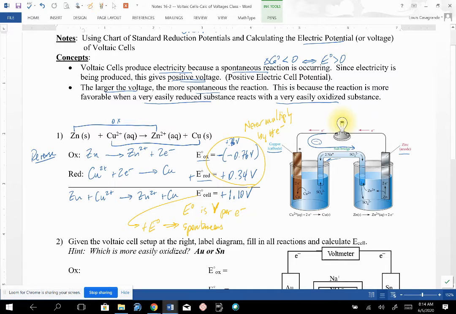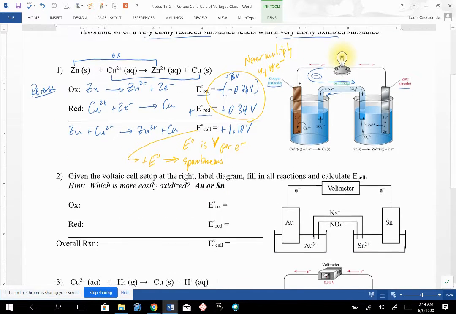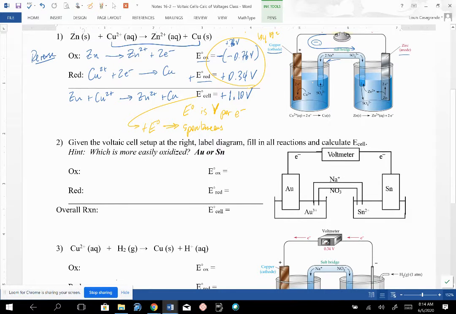Okay, so we've got this cell set up. Now, we knew what direction we were going to go in on that particular reaction. Now, let's fill in and figure out which one of these half cells is going to be oxidized, which is going to be reduced, which is going to be the anode, which is going to be the cathode. We're going to label the diagram, fill in the reactions, and calculate the E cell. So we've got gold and gold 3+, and we don't know if that's going to be oxidized or reduced, so we can't do anything yet. And we got tin and tin 2+.